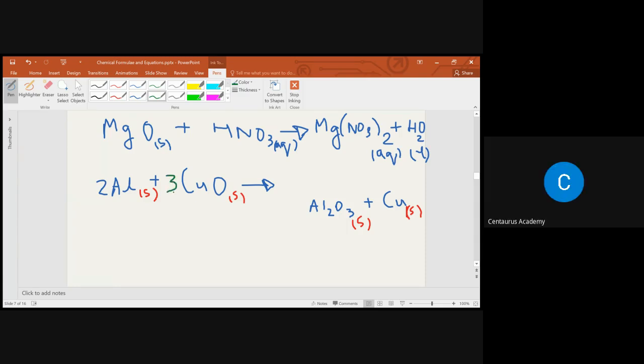Now we have more copper atoms on the left, less on the right, which means that we need to add a coefficient next to copper on the right. Yes, so we should add a 3 here in this case. Now this whole equation is completely balanced: 2 aluminium, 3 oxygens, and 3 copper atoms on both sides. Are we clear? Do we have any questions so far?